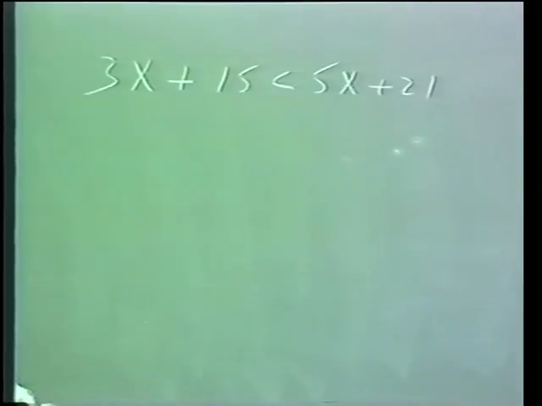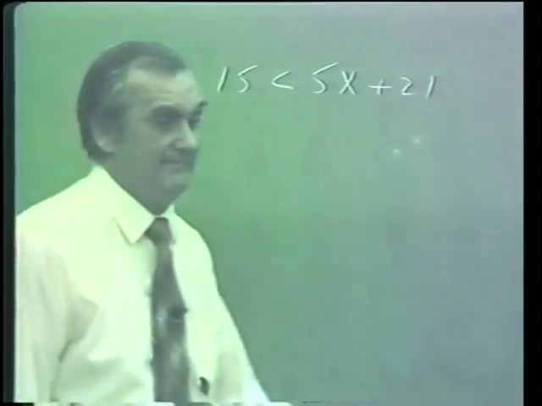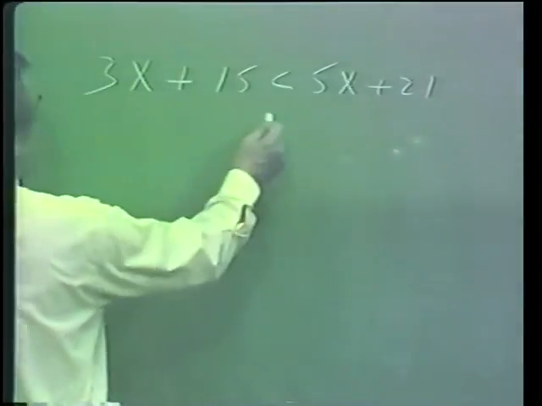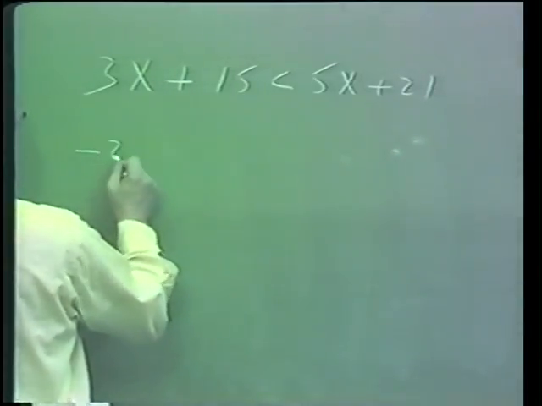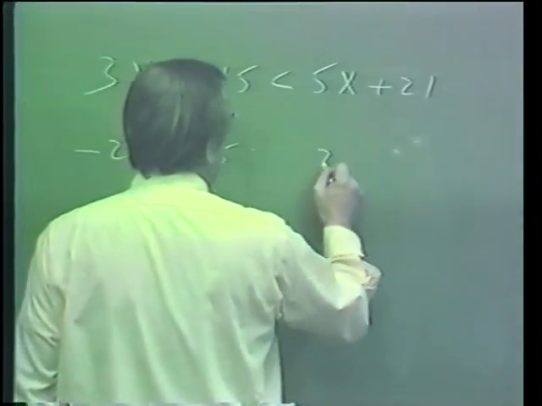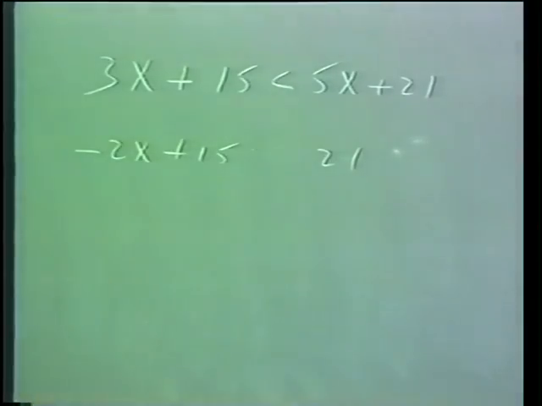Now, what's the first thing we're going to do here? What's the first thing you want to do? Kathy, take a shot at something. You have another background. You should be able to think of something. Yeah! We're going to add a negative 5x to both sides. If I add a negative 5x to the left, I get negative 2x plus 15. I get 21.